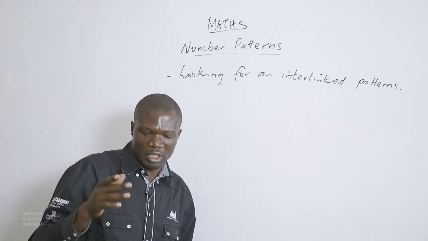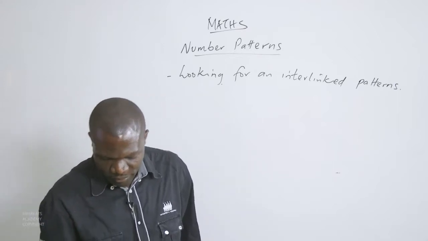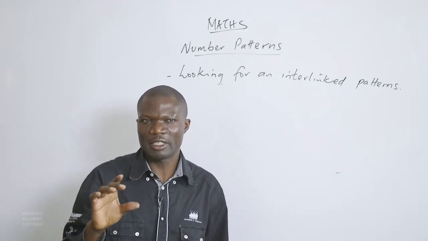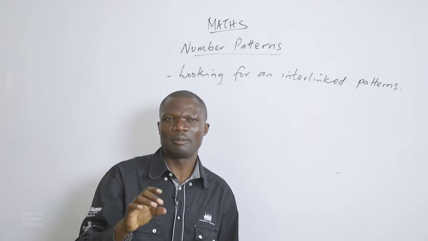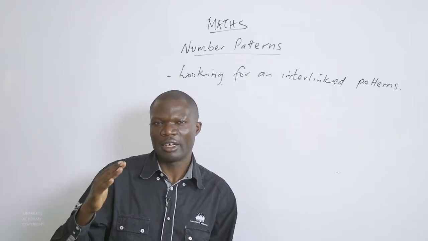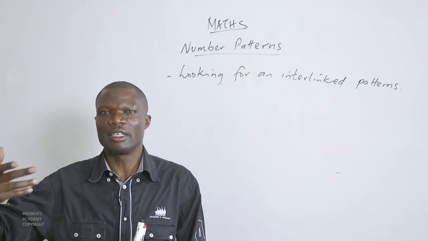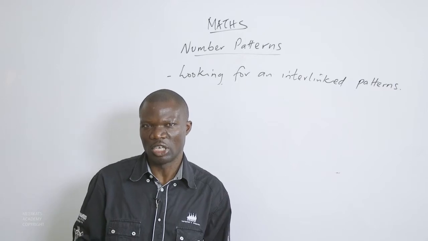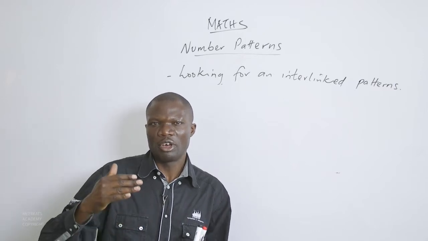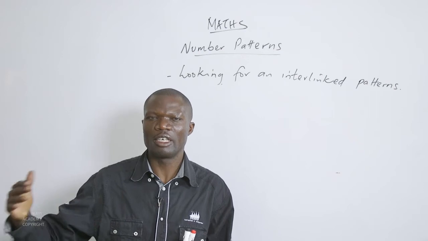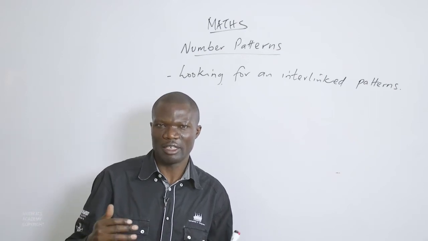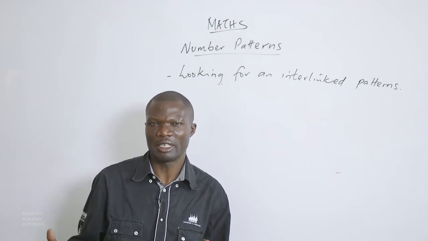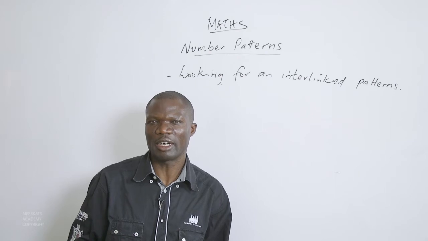Now, when we talk about interlinked patterns, there is a possibility of some patterns whereby these patterns are either increasing as they interchange or decreasing as they interchange. It could be a pattern of odd numbers. It could be a pattern of even numbers. If we have such a pattern, then we say that the two patterns are interlinked.